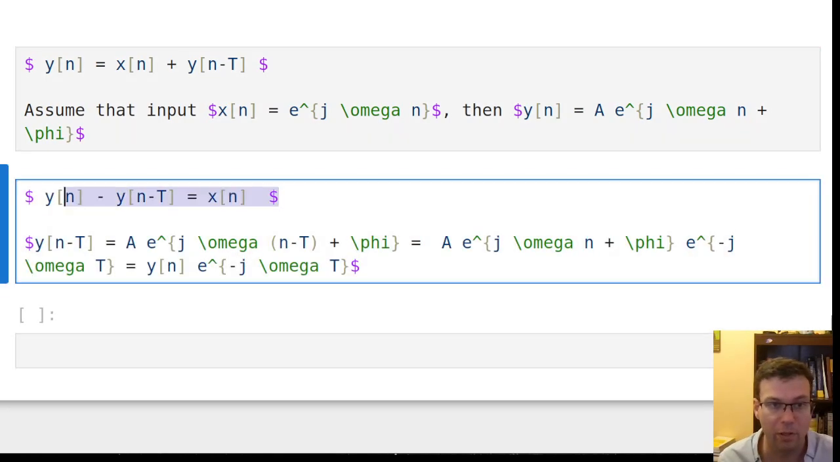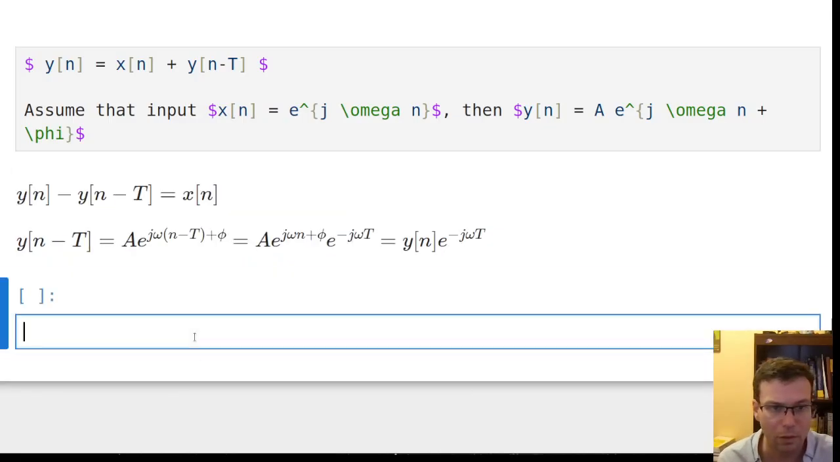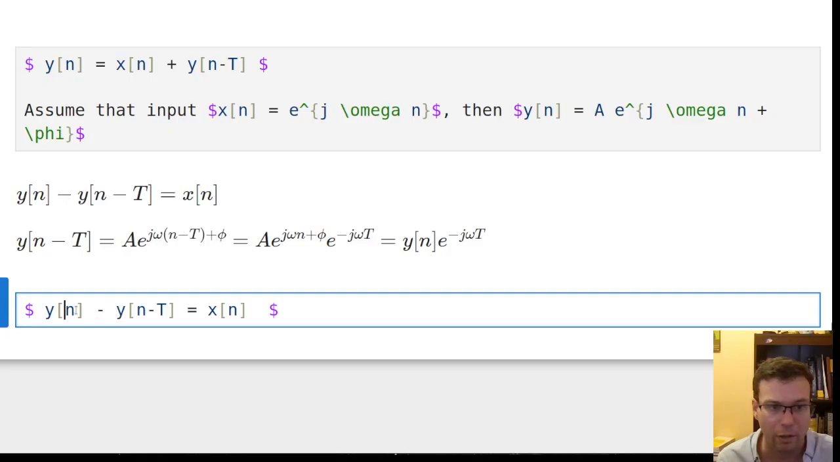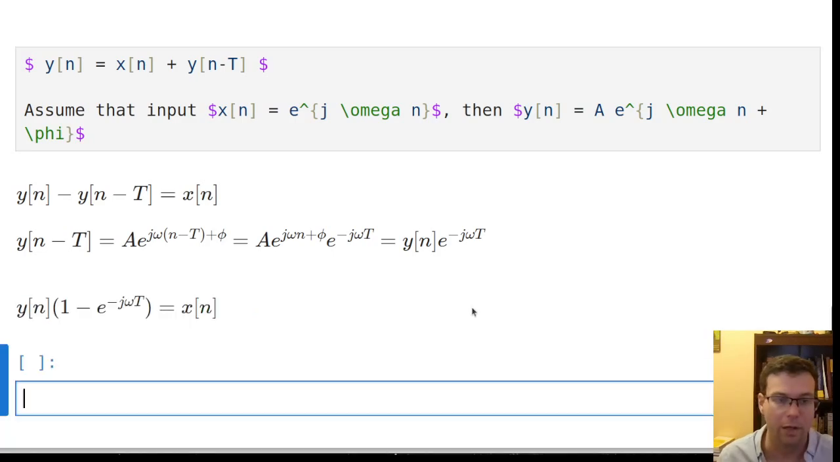And so if I plug this in, what I can do is say, all right, well, y of n times 1 minus, in this case, e to the negative j omega t. So I'm just making the substitution, right? If I plug in this for y of n minus t, then I can factor out the common y of n term, and I'm left with e to the negative j omega t. So I see that y of n times this is equal to x of n.